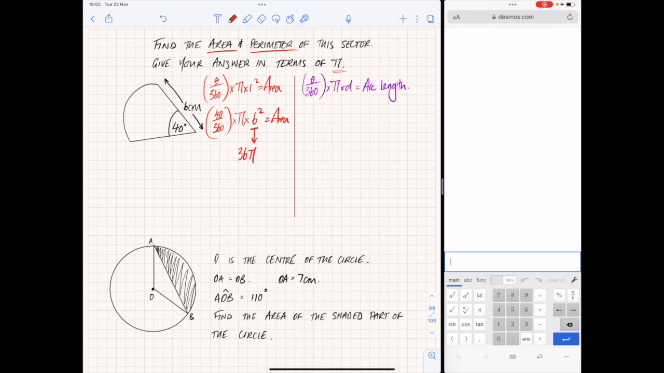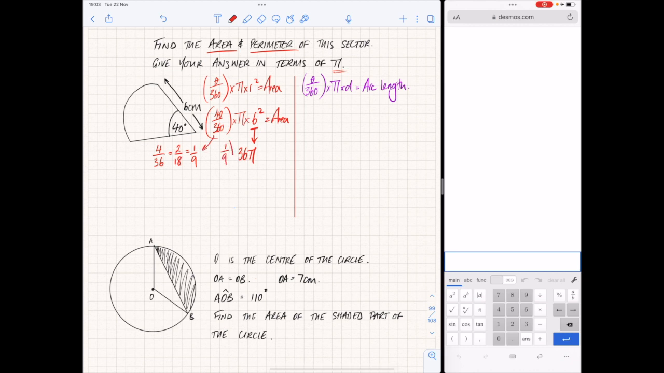So 40 over 36 can be divided by 10, so it becomes 4 over 36. And then you can divide that again. If you weren't sure, you could divide that by 2, and that becomes 2 over 18. And you could divide that again, which becomes 1 over 9. Or if you're quite good with your multiples, you know that 40 goes into 360 9 times. So this fraction simplifies to 1 over 9.